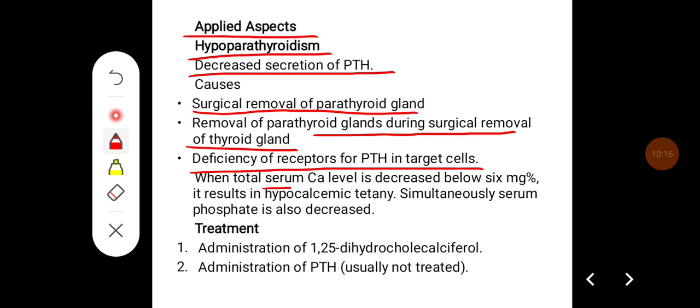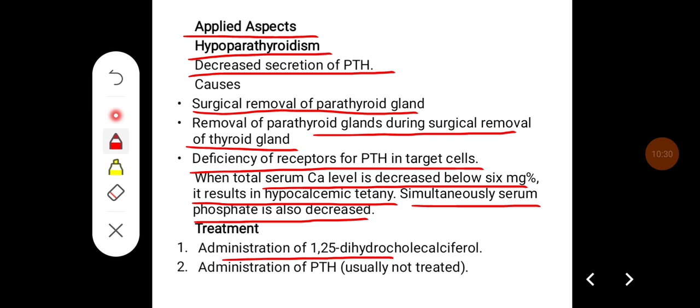When total serum calcium level is decreased below 6 milligram percent, it results in hypocalcemic tetany. Simultaneously, serum phosphate is also decreased. The treatment for hypoparathyroidism is administration of 1,25-dihydroxycholecalciferol, and sometimes there can be administration of parathormone, which is usually not done.